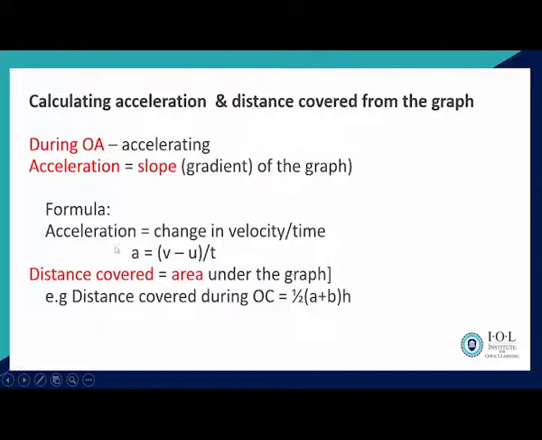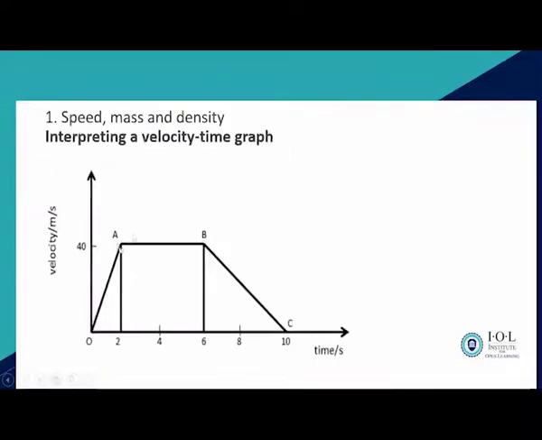Now to calculate acceleration on the graph, you go to that section. It's either OA, which is showing constant acceleration, or you go to AB, or you go to BC. Then you calculate acceleration. And remember, if you calculate acceleration for section OA, it's going to give you a positive value, because this is what we call positive acceleration.